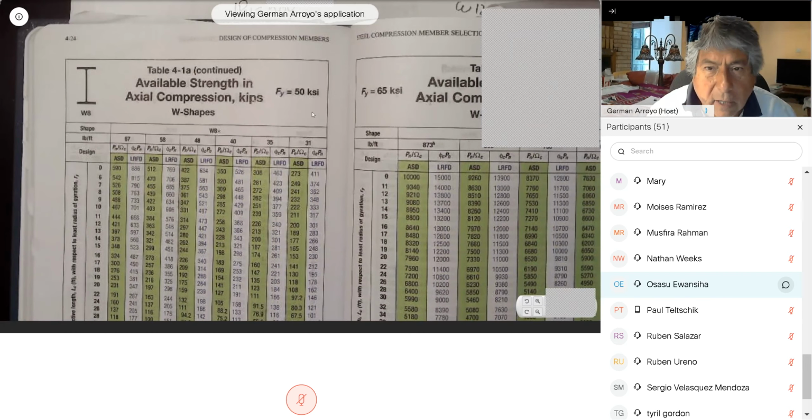Why? Because once you go to chapter 1, you have all the properties of the geometry. You have the gross area, moment of inertia, everything, especially Ry and Rx. Because what you do now is you have KL over Ry. With that, you find the critical stress. I'm going to show that to you. But this is what we're going to do.